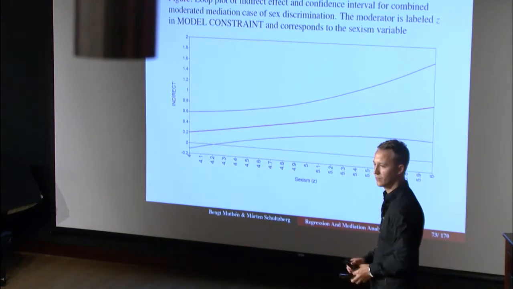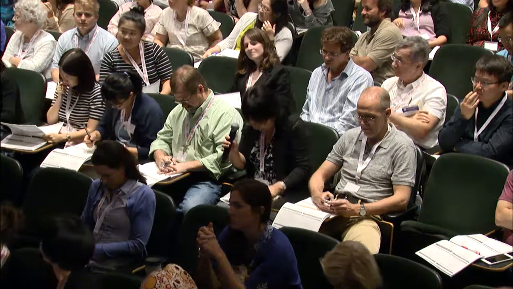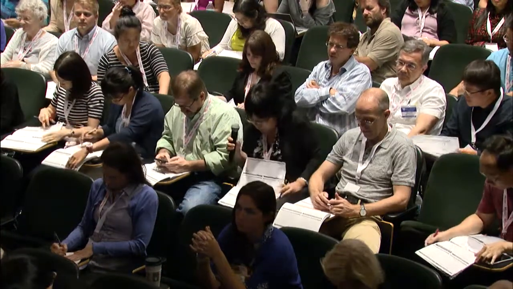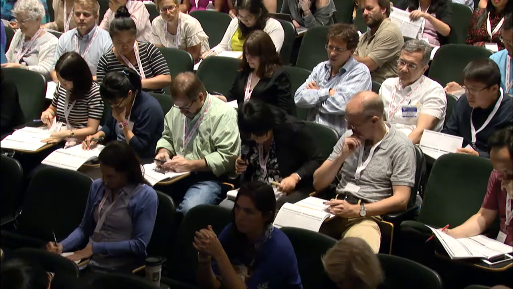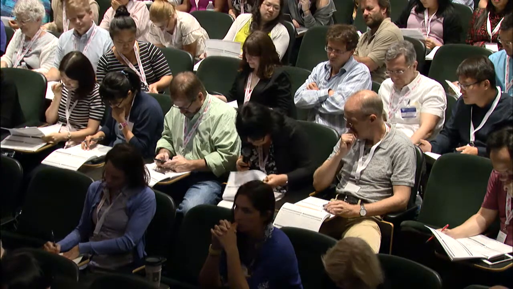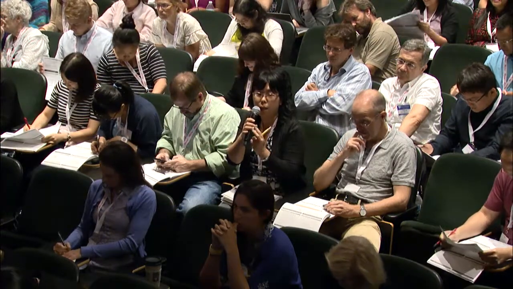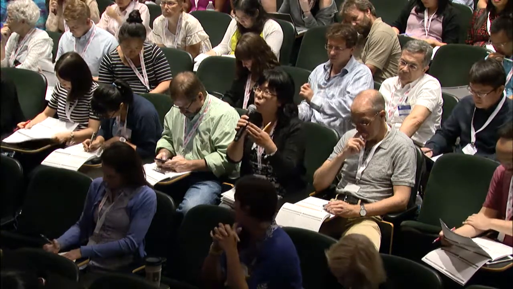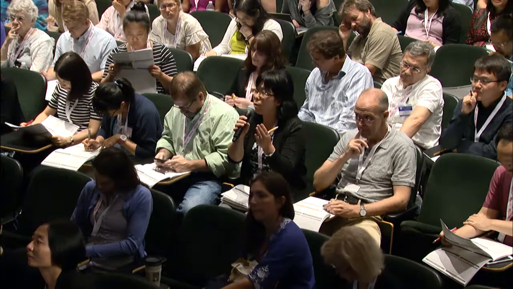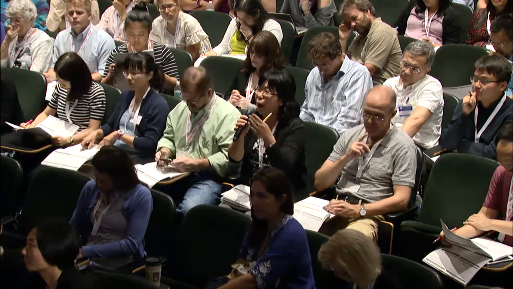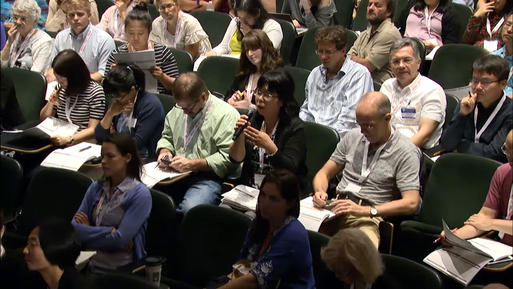I have a last question. This is for slide 72. I have a question about conducting the moderated mediation. If theoretically I think the moderator influences both the A path and the B path, so M on X and Y on M, should I begin with a big model like what you are doing in these slides and then remove the non-significant interactions? Or should I start from a smaller model and increase?